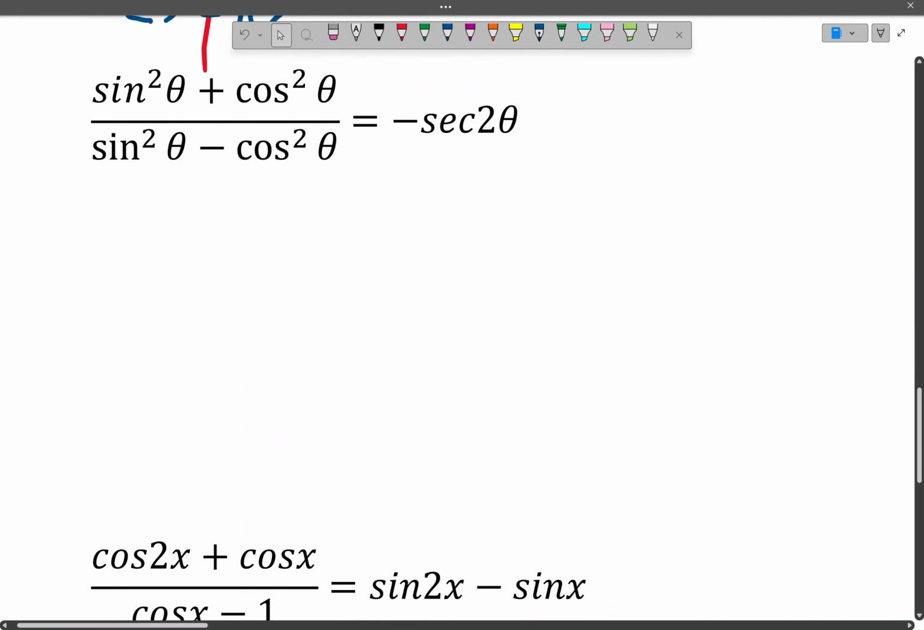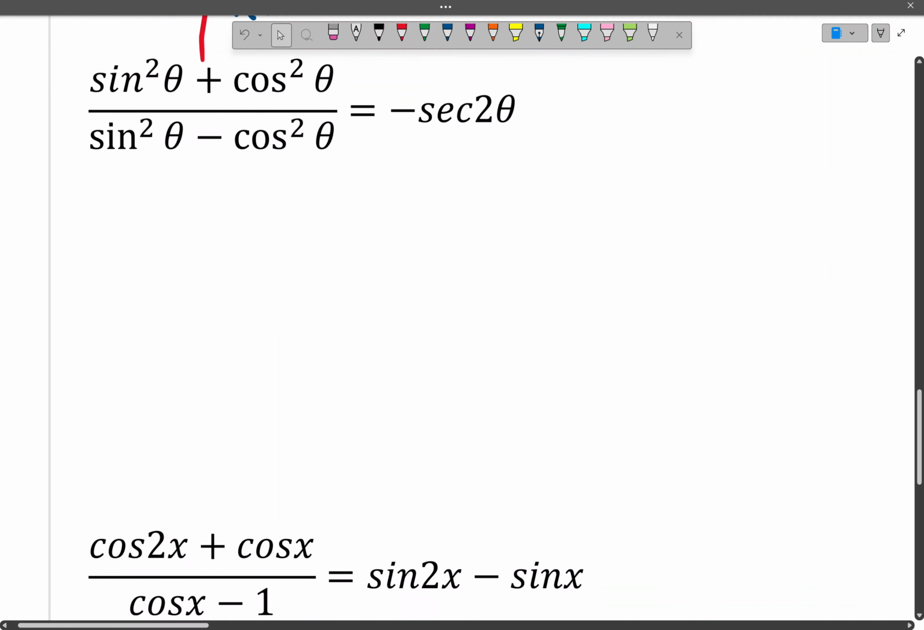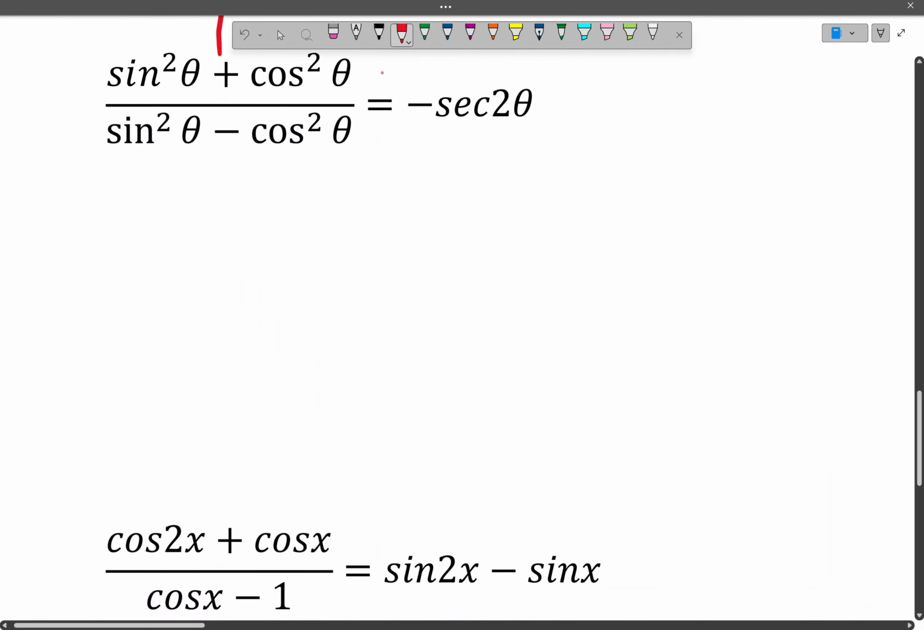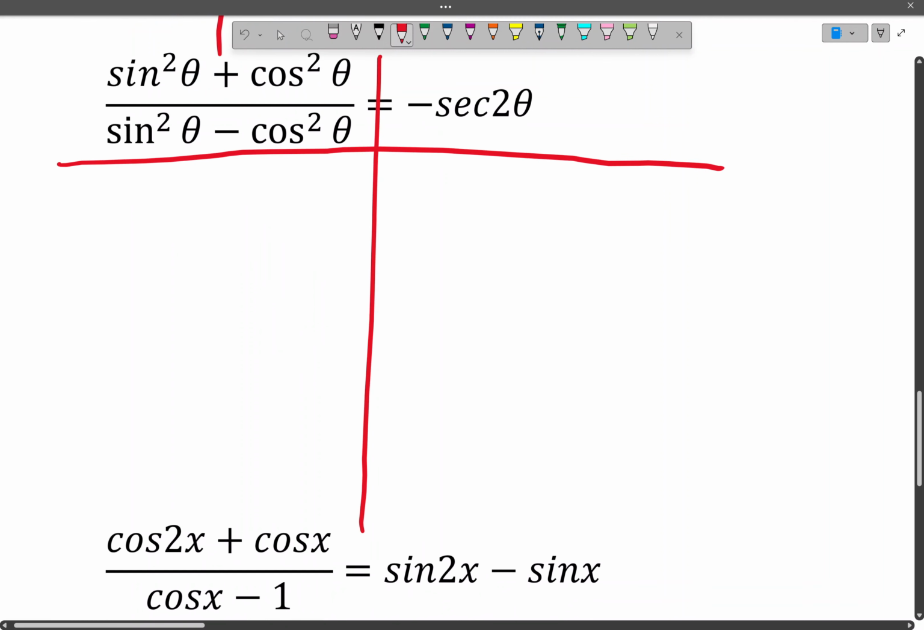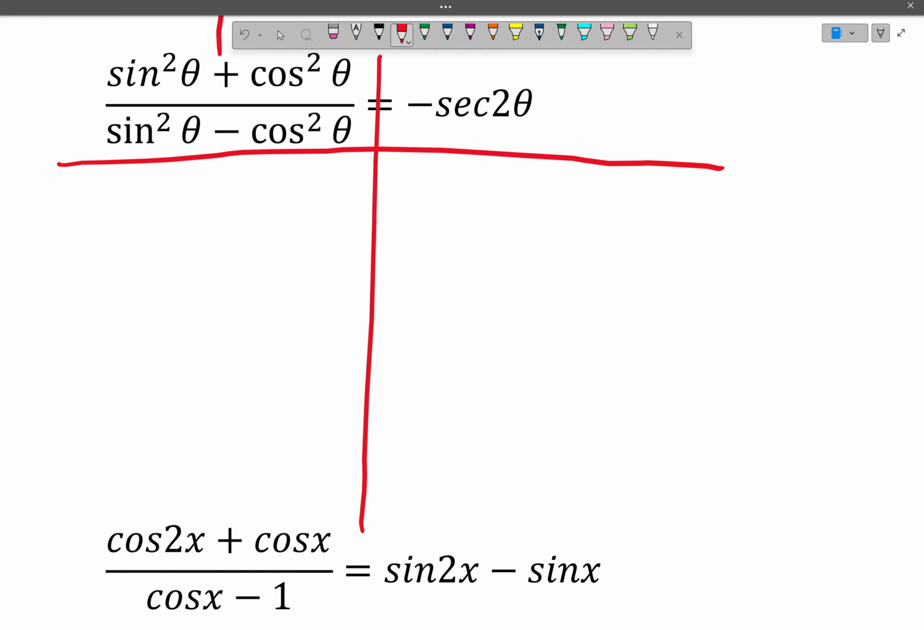Okay, here's another one to try. See if this one works for you. Pause the video now and see if you get the same result I do. Okay, so always when I see a secant, I am changing that. So this is going to be negative 1 over cos 2 theta. I'm going to leave it like that for now. I'm going to look at the left side.